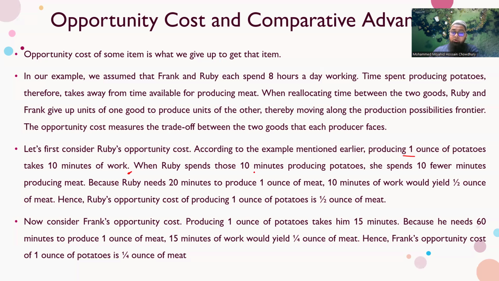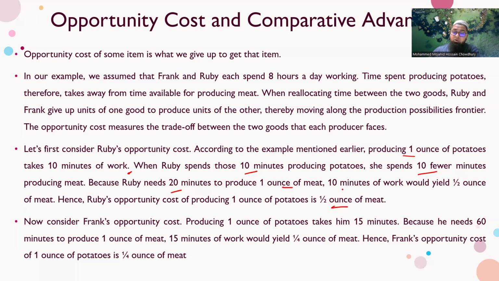When Ruby spends those 10 minutes producing potatoes, she spends 10 fewer minutes producing meat, because Ruby needs 20 minutes to produce 1 ounce of meat. Okay, 20 minutes for 1 ounce of meat, so 10 minutes of work would yield half an ounce of meat. Hence, Ruby's opportunity cost of producing 1 ounce of potatoes is half an ounce of meat. Okay. Now consider Frank's opportunity cost.